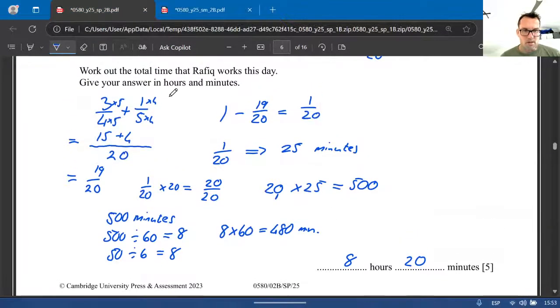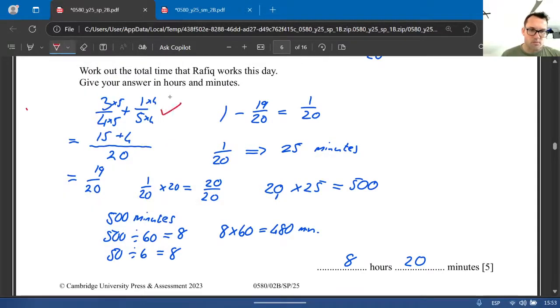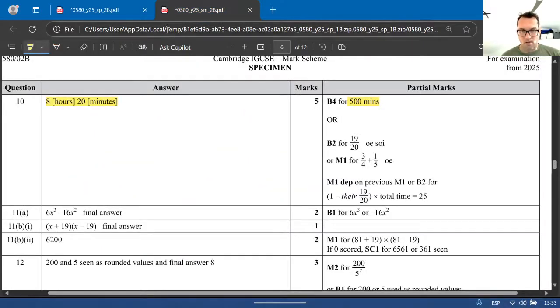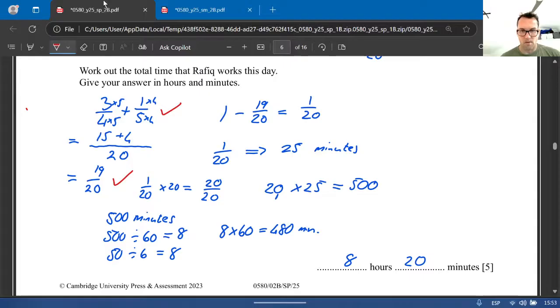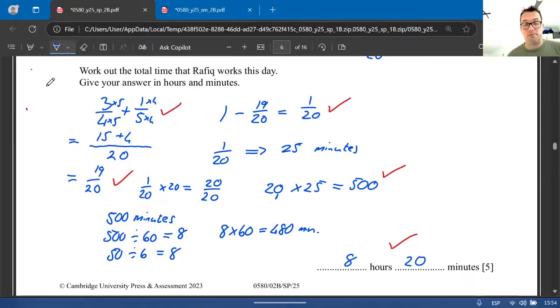Alright. If you show that you're going to add the two fractions together, you get a mark. Get a mark for this. If you then subtract it, so you get 1/20, or something similar, and 500, then you get a mark, and then a mark for the final correct answer. That's straightforward. Okay, remember, time is weird. We don't count it like we count normally.